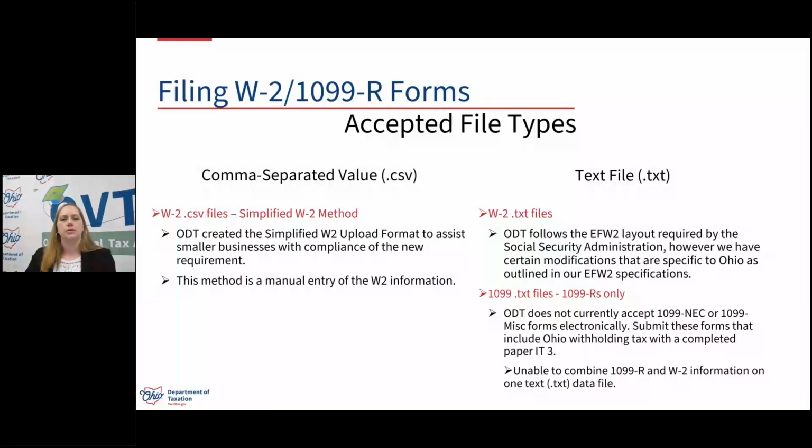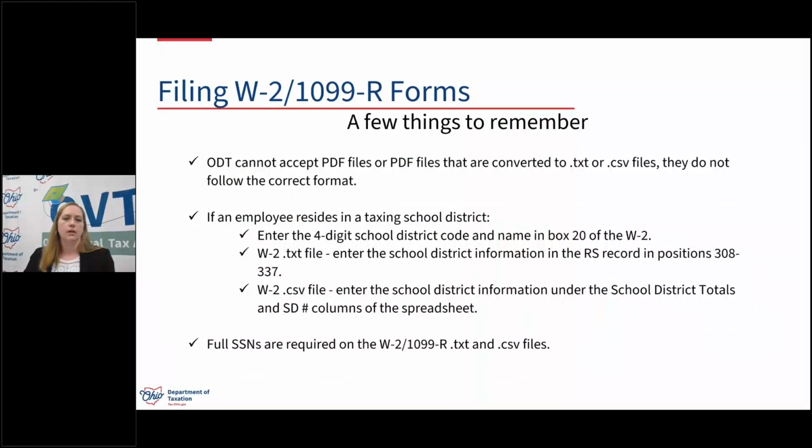Now, even though the W-2 and 1099-R information are both acceptable in the text file format, you cannot combine these into one text file. They must be submitted separately. A few things to remember about filing your W-2s. The Ohio Department of Taxation cannot accept PDF files or files that are converted to text or CSV from PDF files. These do not follow the correct format for uploading and processing to our system, and they will be rejected.